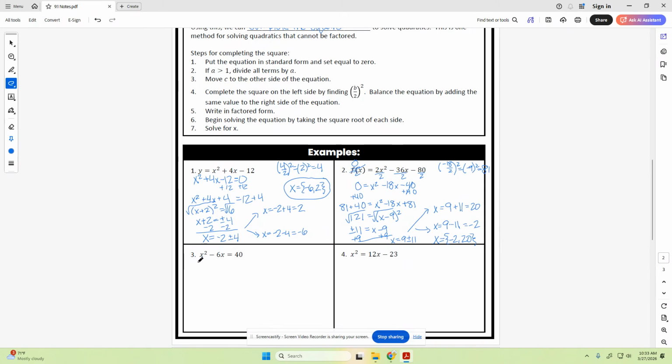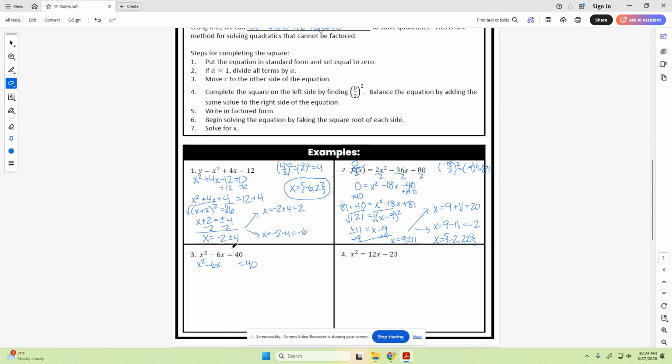But I am going to rewrite it so that it's x squared minus 6x, and I'm going to leave a space to fill in whatever value I need to complete the square on this side, and I'm going to set it equal to 40. So if it's only the constant that's on the other side, I wouldn't move it to put it in the standard form because you're going to have to move it again later. So in this case, a is not greater than 1, so we're good there. And so we just need to move on to step 4.